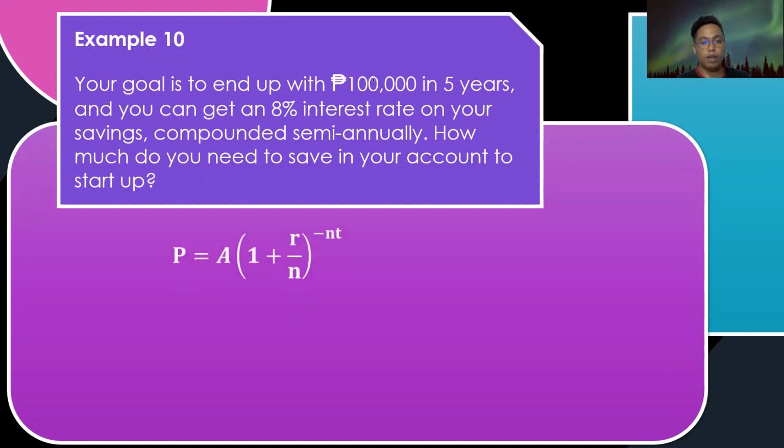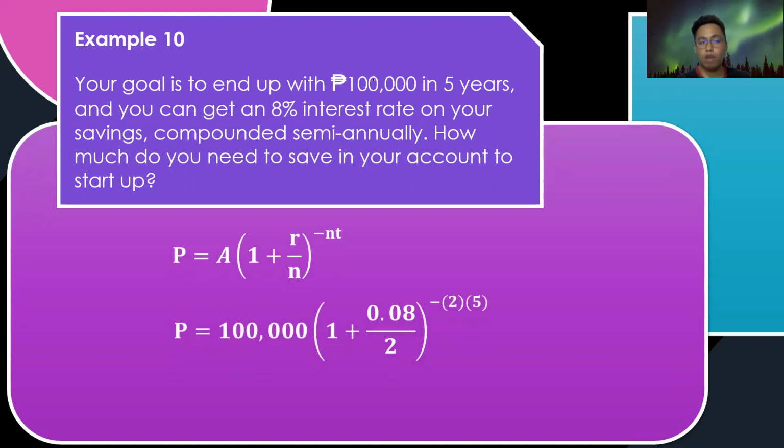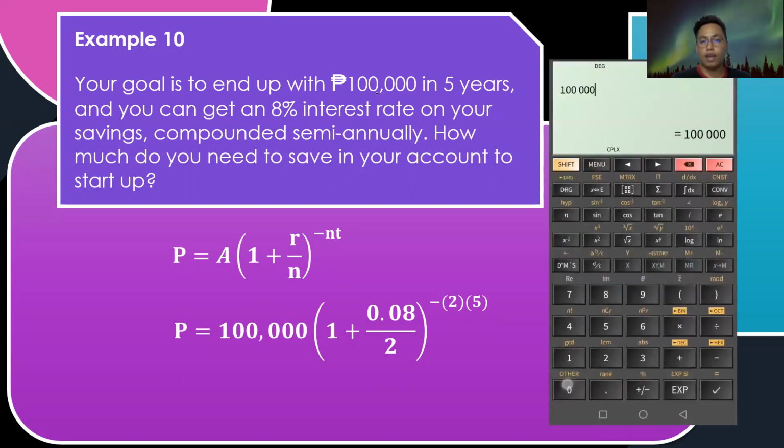So we use this formula. The principal amount is missing, but the future value you expect to have is 100,000, 8% interest, and it is compounded semi-annually. That's why you divide it by 2. So inputting it in the calculator will give us this. .08 divided by 2, close parentheses, another close parenthesis for the sum, and then you put an exponential form.